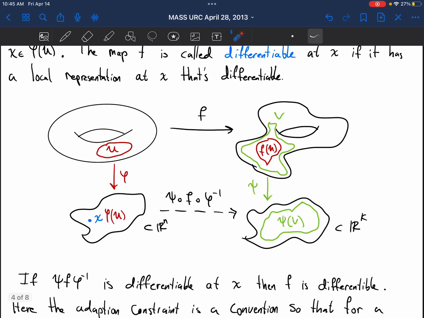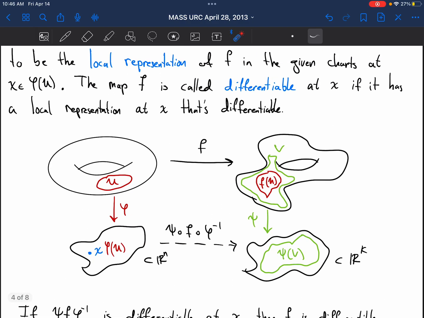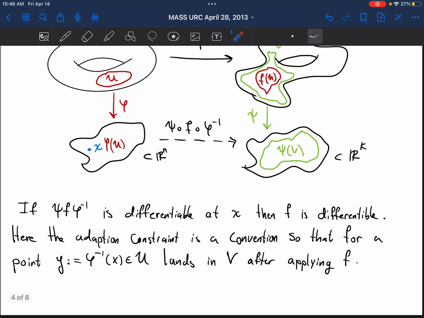So the picture goes as follows. You're in Euclidean space in phi of U. I pull back by phi because it's a homeomorphism, and then because F is properly adapted, I definitely land in V. Then because N is a manifold, there's a chart V and psi, so I can come down into R^k, and that defines a map here. And if this transition is differentiable, then we say that F is differentiable between differentiable manifolds.